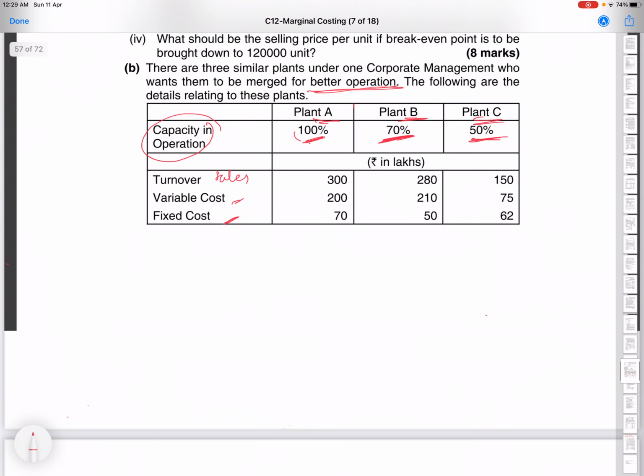Plant B is working at 70% capacity and at that time their turnover is 280. So if at 70% capacity it is giving 280 sales, at 100% how much? We will divide it. So if we do 280 divided by 70, we get 400, which is the amount of sales we will be making at 100% capacity. Correct?